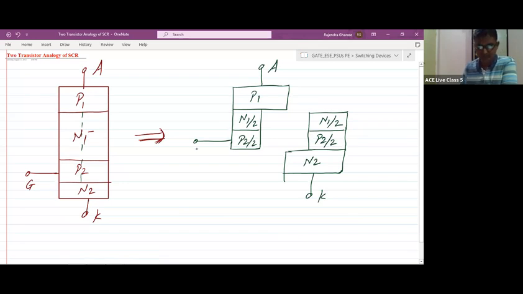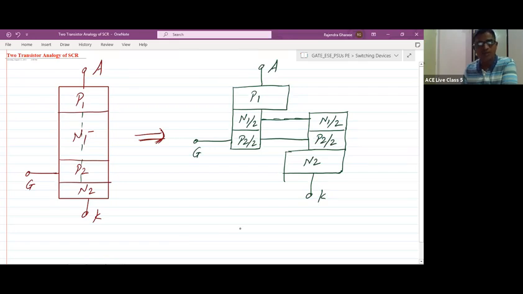So here it is the gate, and these two are internally connected, because we have divided N1 and P2 as 50% here and 50% here. So can we say that this is one transistor, a PNP transistor, and this is the second, an NPN transistor? That's why it is a two transistor analogy. We have divided the four layers as PNP and NPN.